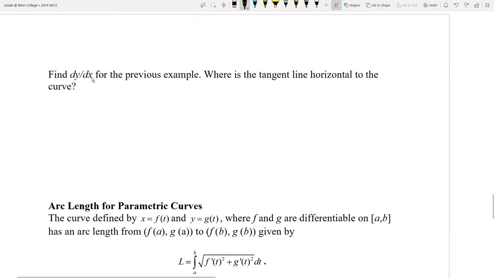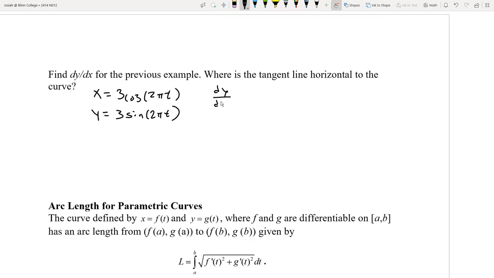All right, so we'll go ahead and find dy over dx for the previous example there, and in particular that was talking about the circle. We had 3 cosine of 2 pi t for x, and y equals 3 times the sine of 2 pi t. So we want to find dy over dx. And so that would be y prime over x prime in terms of t.